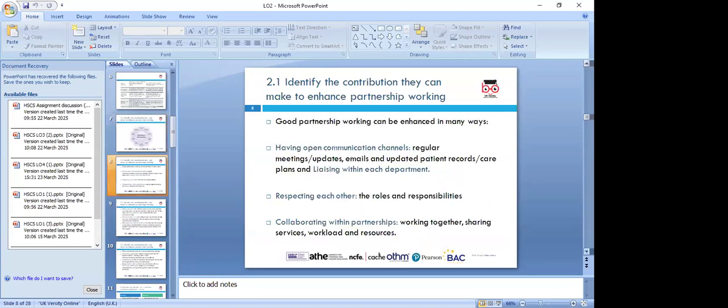Good partnership working can be enhanced in many ways. One is having open communication channels, regular meetings, updates, just like handover, feedback meetings, and all that. Those are very key. Respecting each other for the roles and responsibilities. There must be respect for one another and accepting that we are different in our different expertise and in different roles. Okay. Collaboration with partnership. Working together, sharing services, workload, and resources. You are there to take out the burdens that may be on one person. So you share the burden together.